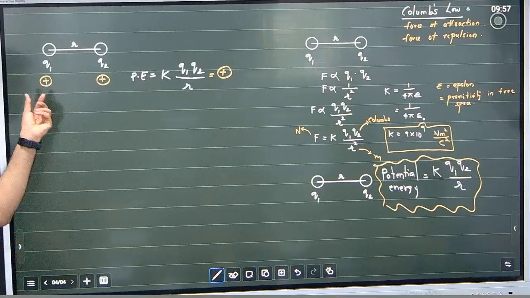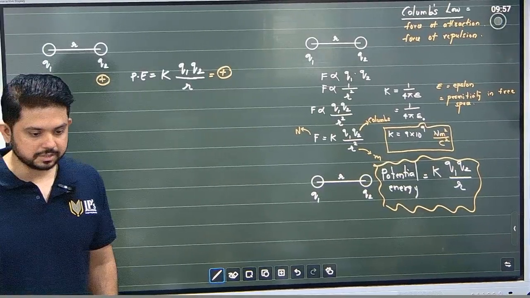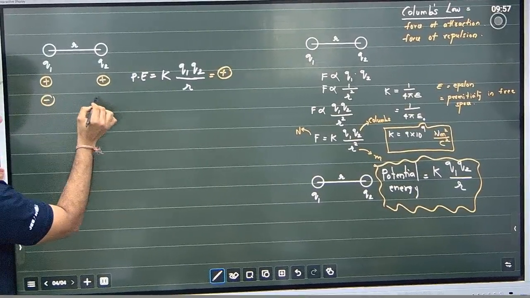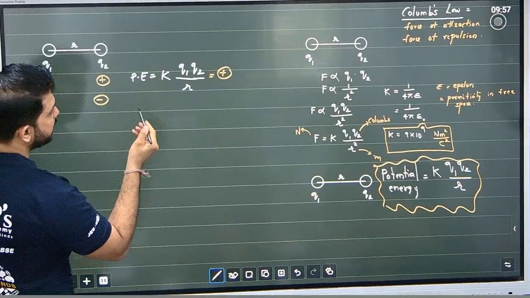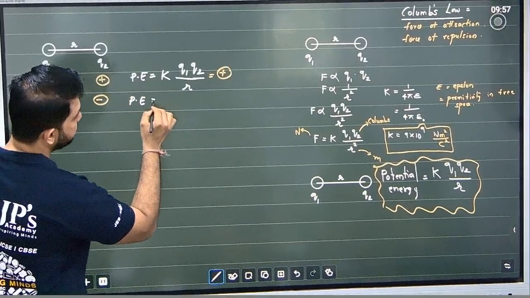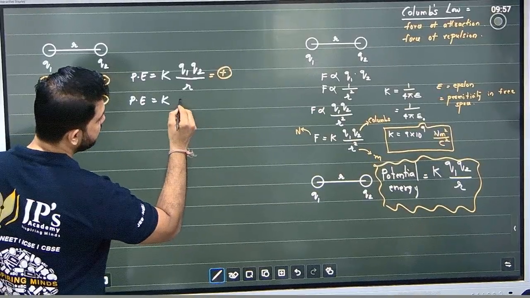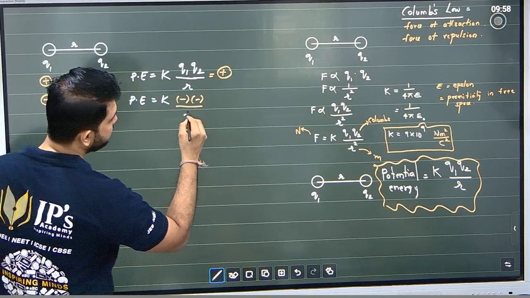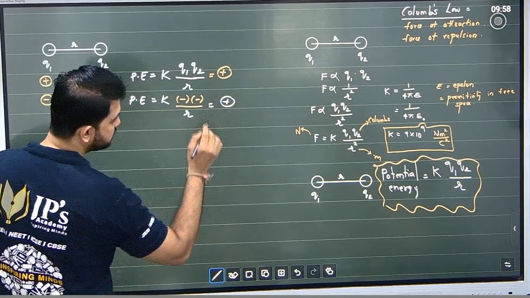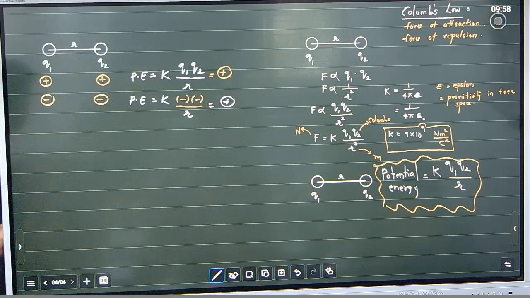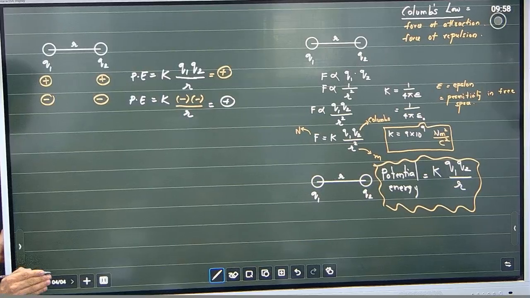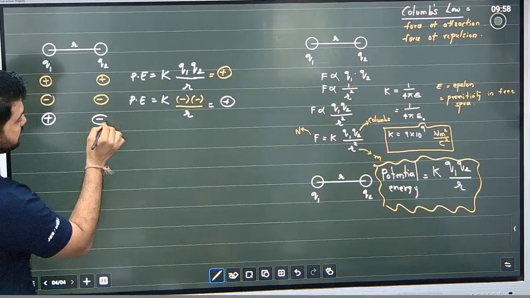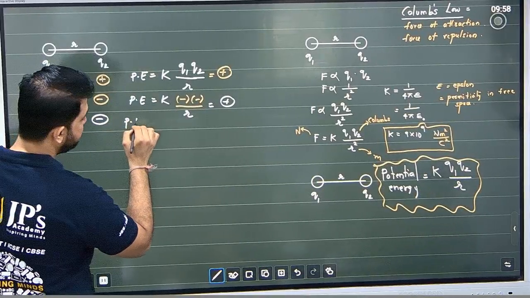So in the case when both the particles are positive, my potential energy is positive. Similarly, when both the particles are negative, what will happen here? Potential energy will be K, negative into negative by R, that will again become positive. But when will potential energy be negative? When one of them is positive and the other is negative, then potential energy will be negative. Should I directly write it now?